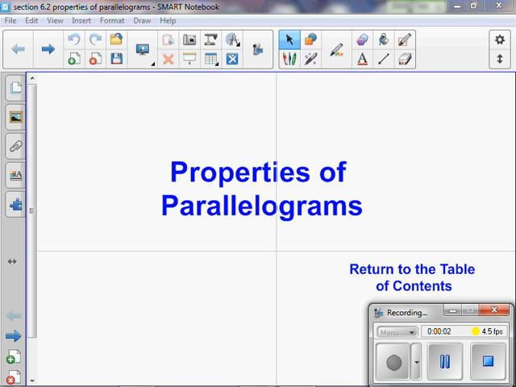Okay, hi everybody, and today we are going to talk about the properties of parallelograms. As you may or may not be aware, parallelograms are everywhere in nature, in construction, in all sorts of the products that we buy, and so it's important to know some of the characteristics that we find in all types of parallelograms. I'm going to try to keep this video as brief as possible.